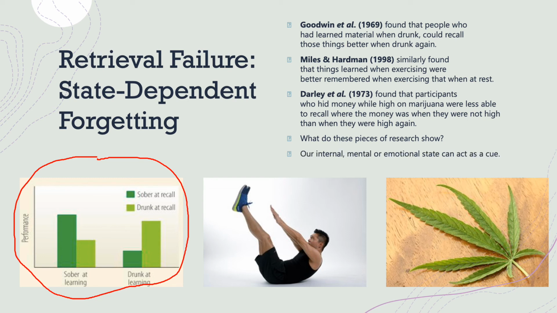They demonstrate that our internal mental or emotional state can act as a cue. So if you're ever asked in an exam, what does it mean by state-dependent forgetting? That's your basic definition of it. It's to do with our internal mental or emotional state at the time of learning, which can act as a cue later on if we're trying to recall that information.